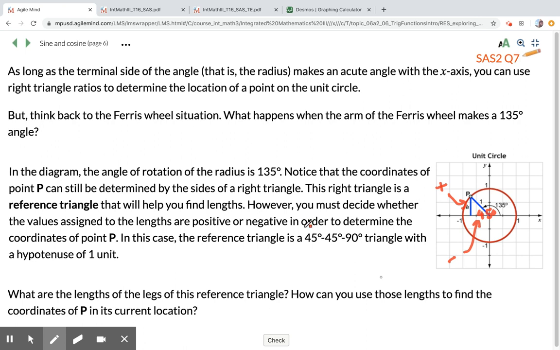Here's what I would like you to do. I would like you to start by finding the lengths of the legs of this. Use the 45, 45, 90 triangle trick. It was on an earlier page. If you got to rewind a little bit to go back and find it, that's cool. But I want you to find the lengths of the legs of this reference triangle. And then I want you to tell me how you can use those lengths to find the coordinates of P in its current location. So go ahead and hit pause to do question number 7, and then hit play when you're ready to check your work.